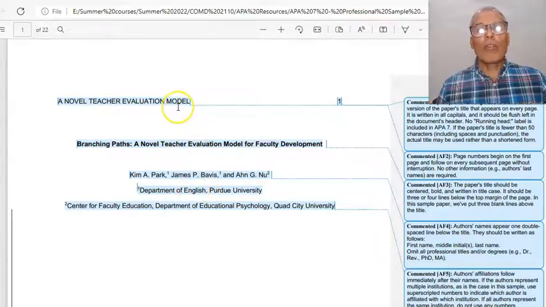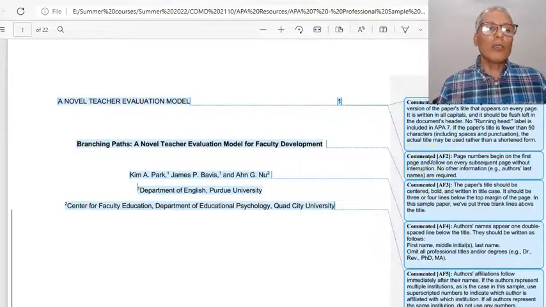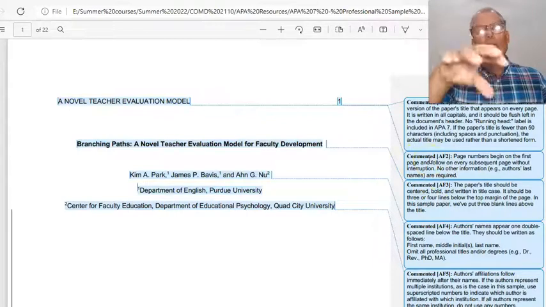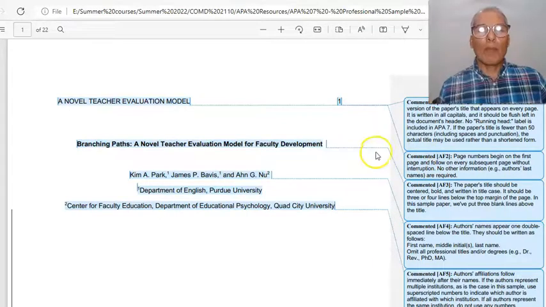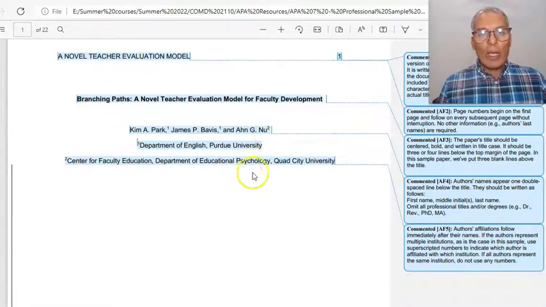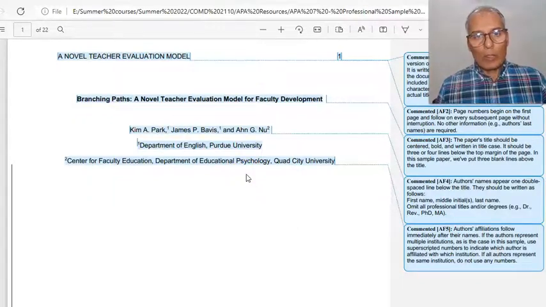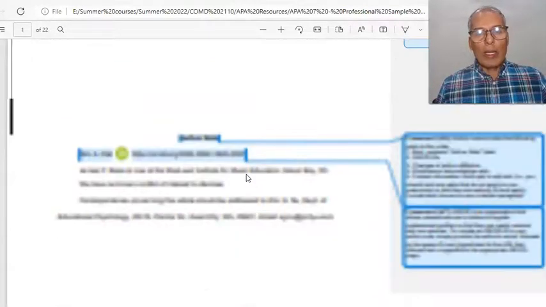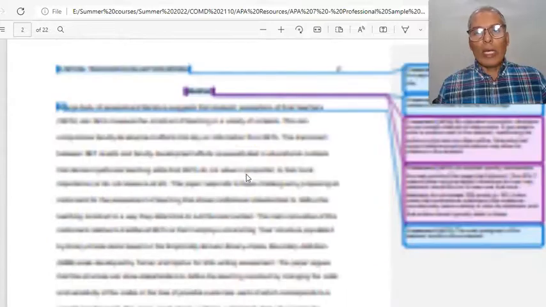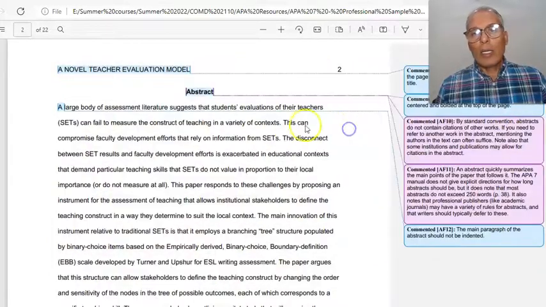And the running head is for the whole paper. And here, please read these comments step by step. It gives you all that's in your textbook. All of that is explained in context step by step. So then you go down, and you are going to find the abstract page.